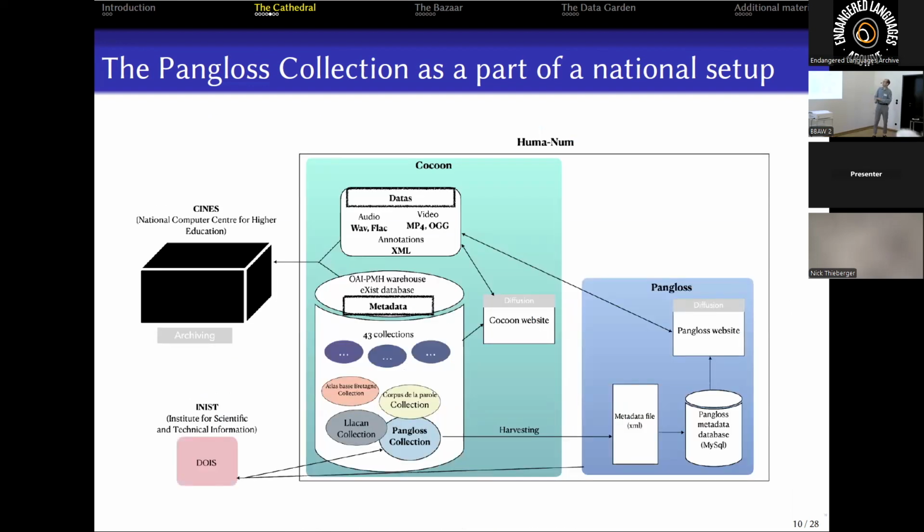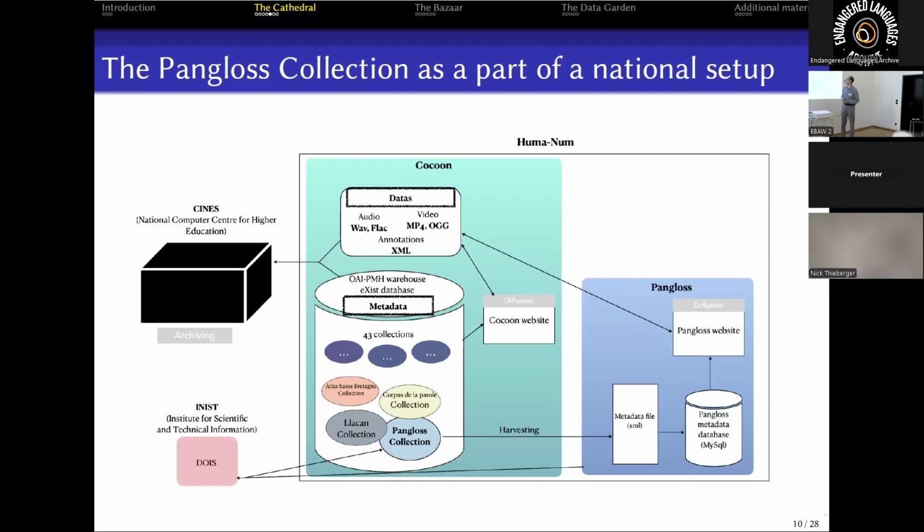I'm not going to go through all of this, but this is to show what Séverine is doing, that we have some thoughts about Pangloss, which lives in this corner, which is essentially a website. Plus, we make a copy of the metadata file from the Cocoon repository, the warehouse, and we have a local metadata database in MySQL, so it'll respond fast when people like you, or me, come and consult it. But the important things are on the left side, I would say.